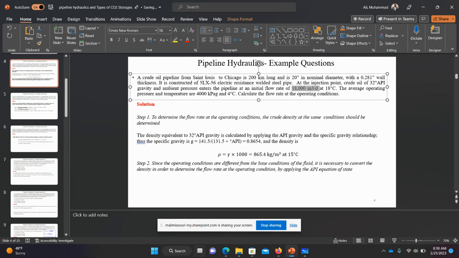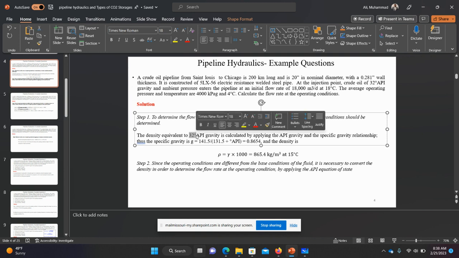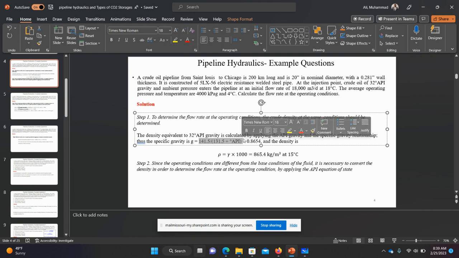So then, step number one, first of all, we need to look at the API gravity, how much API gravity we have. So we have API gravity 32 degrees. Then in step one, what we did, we found the specific gravity using the API. And the formula is very famous, we all know it. And we found the specific gravity, which is this one, 0.8654.